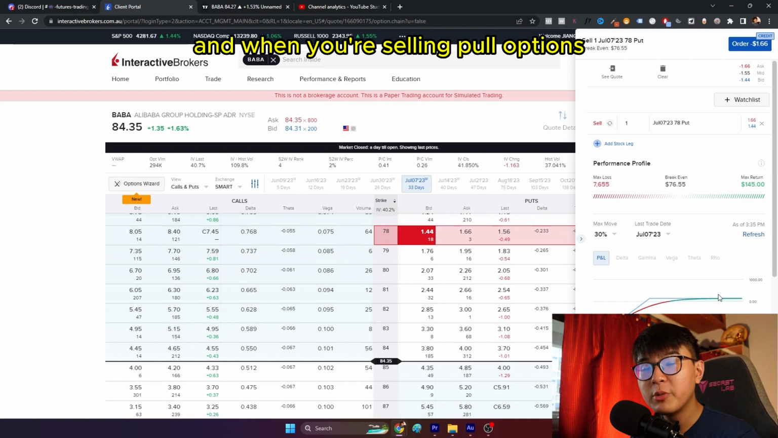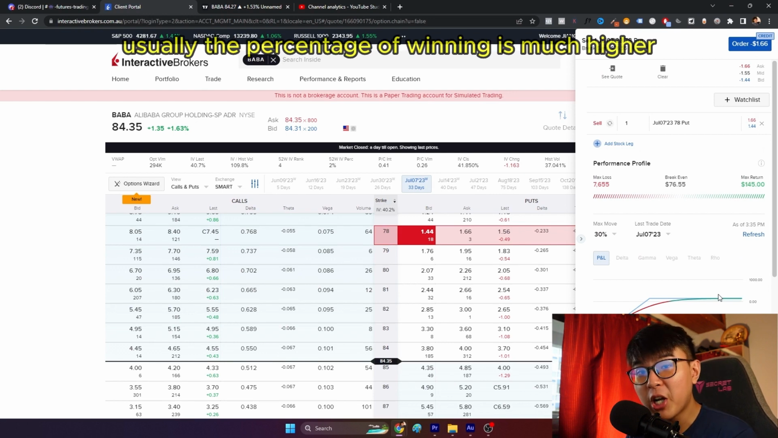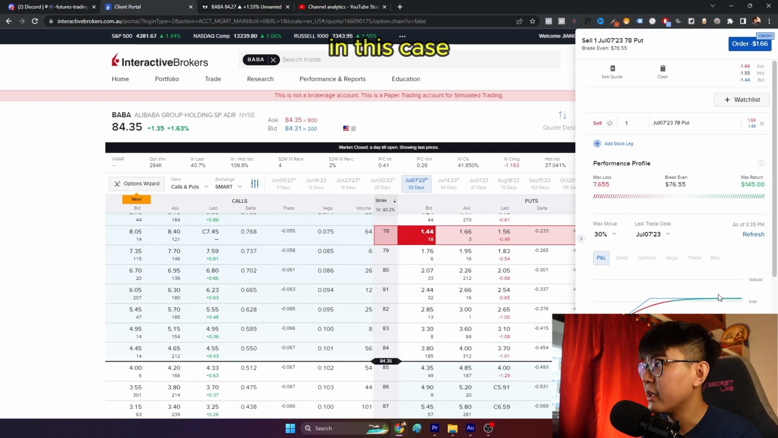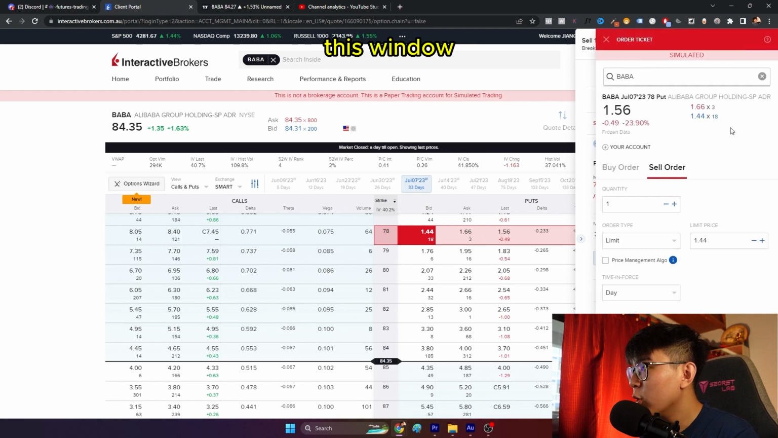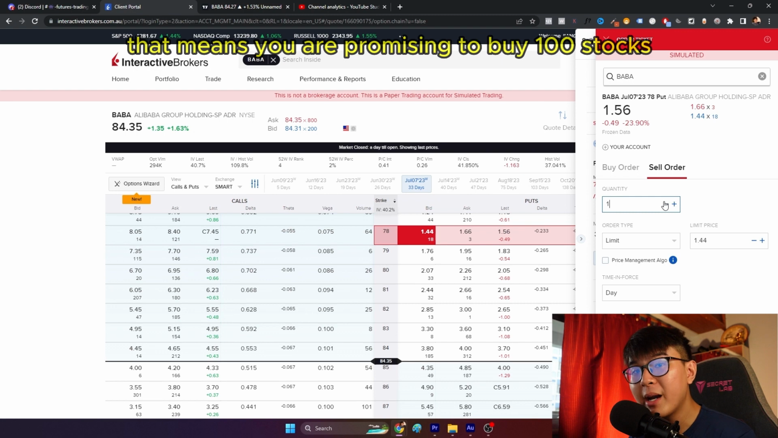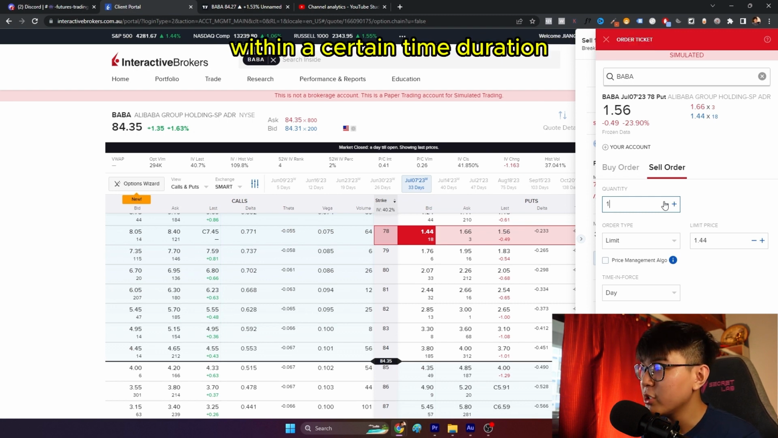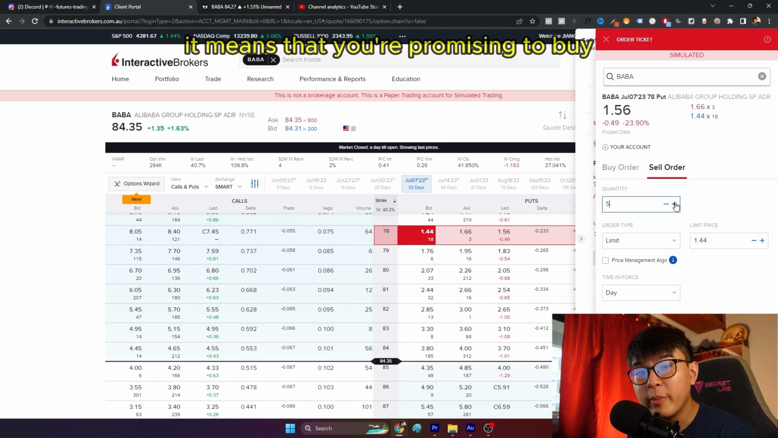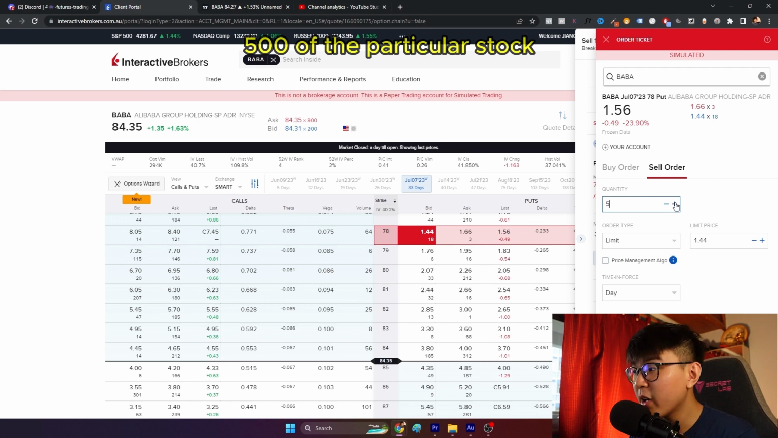And when you're selling put options, usually the percentage of winning is much higher compared to buying options in this case. Let's proceed to click order. This window would then pop up. Make sure you click sell order. If you select one, that means you're promising to buy 100 stocks within a certain time duration. If you select 5, it means that you're promising to buy 500 of the particular stock in a certain time duration.